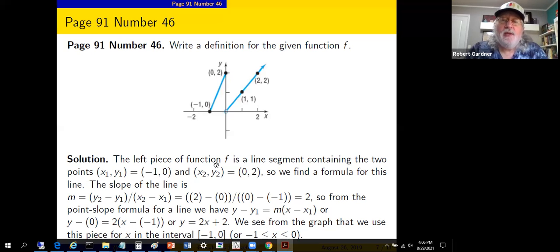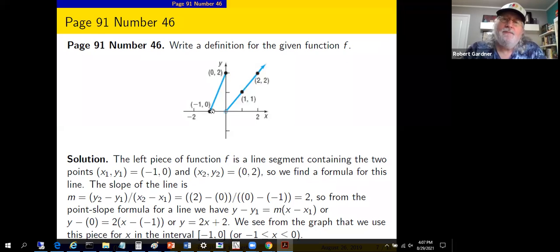The left piece is a line segment containing the 2 points, x1, y1 equals -1, 0, that point, and x2, y2 equals 0, 2, that point. Well, we're good at finding equations of lines. We'll find a slope, y2 minus y1 divided by x2 minus x1. Substituting in and simplifying, doing this a little bit faster. You can always pause it and double check, but we've done a lot of this at this stage. But we get out a slope of 2.